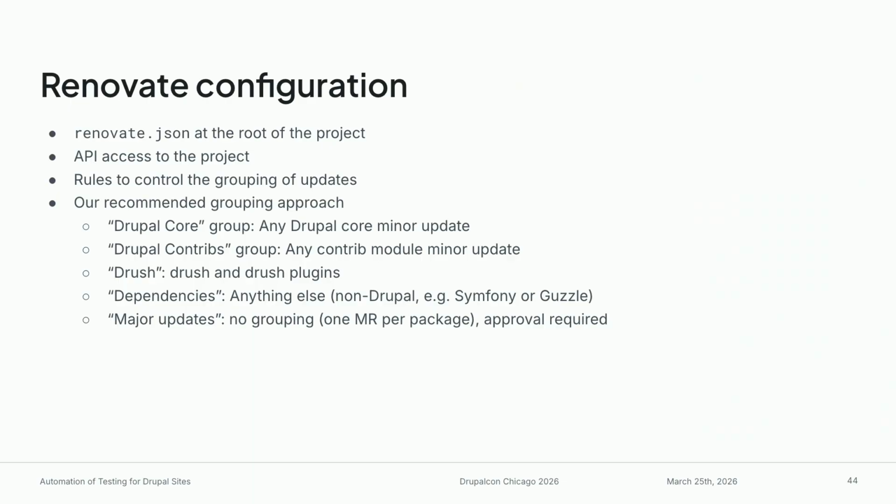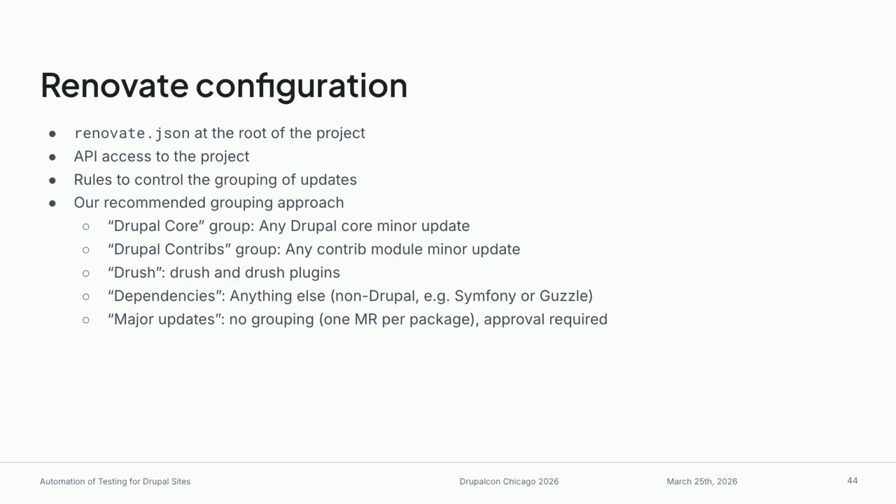How does that work? You just provide a renovate.json in the root of your project repository. You give an API access so that Renovate can connect to your project and open merge requests and push commits. And you give rules in order to explain to Renovate how you want to group the updates together.